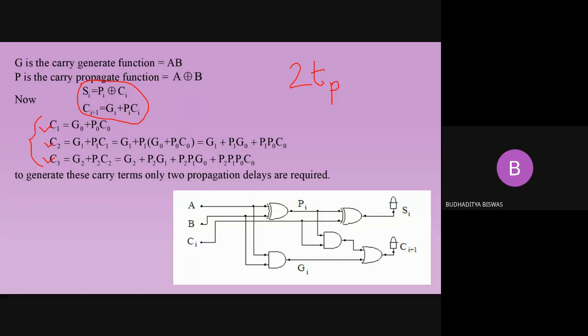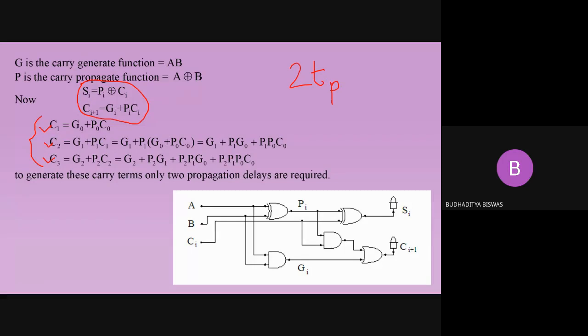What is the requirement for 64 bit? That means here 64 terms will be added. 64 terms will be multiplied, also added. So that means here the number of inputs of the gate will increase, nothing else.